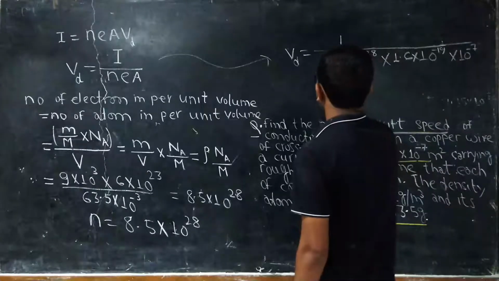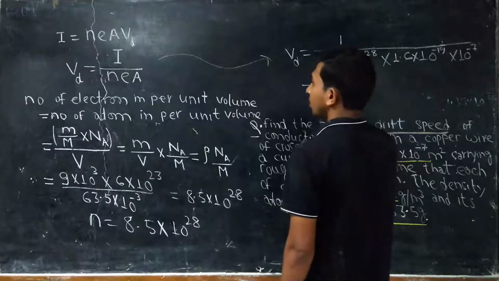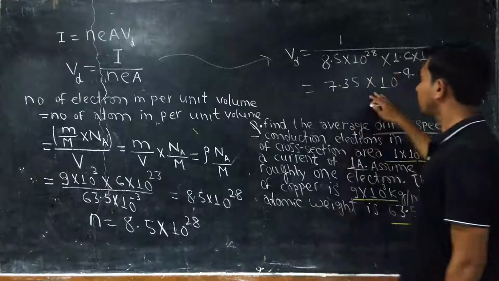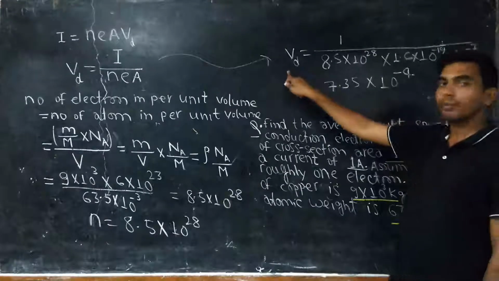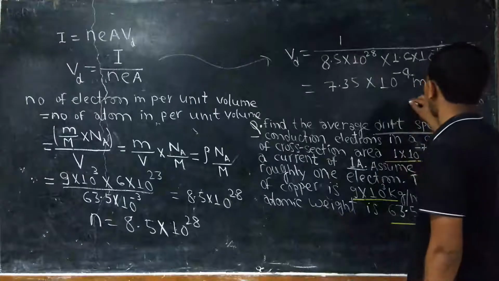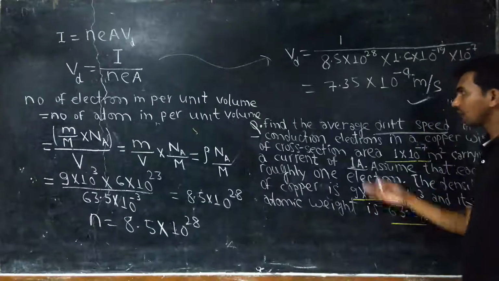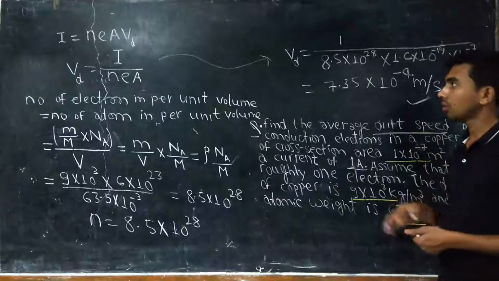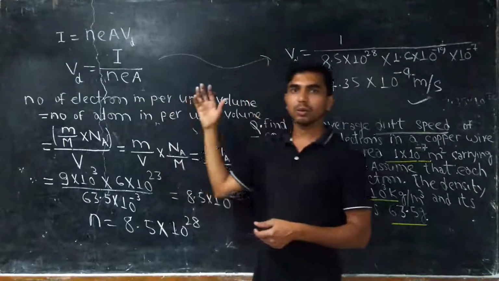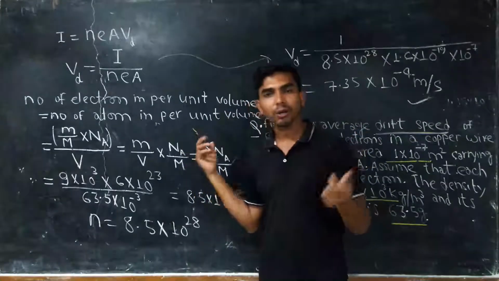If you solve it, you will get the value 7.35 into 10 to the power minus 4. And this is your drift velocity, and the unit of velocity is meter per second. So this is your final answer. So we have calculated the drift speed. This way, if current is given or drift velocity is given, with the help of other quantities you are able to calculate the value of the unknown quantity, right?